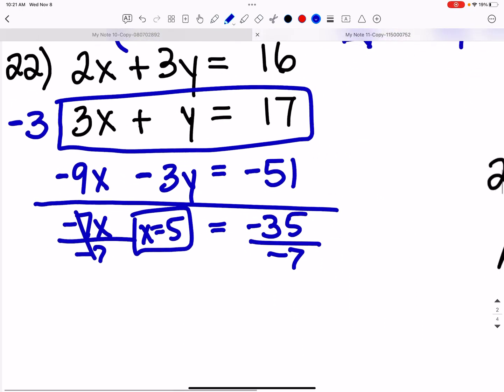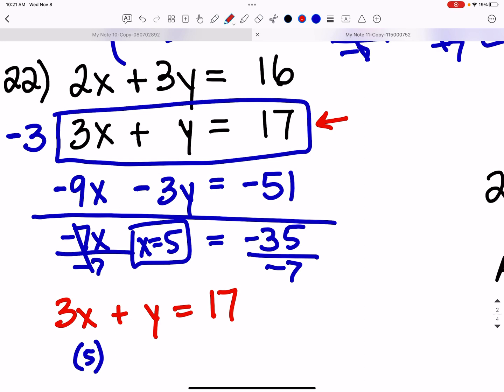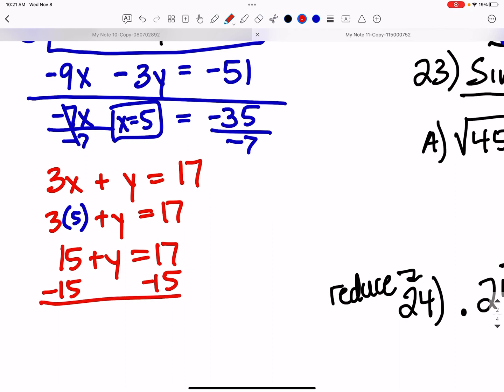Okay, now we're going to go back to my easiest equation. I think this is my easiest equation. 3x plus y equals 17. But now I know my x's are 5's. So 3 5's plus y equals 17. 15 plus y equals 17. I'm going to minus the 15. I'm not making the shapes anymore. Hopefully you recognize y. 17 minus 15 is 2. So y equals 2. 5, 2.